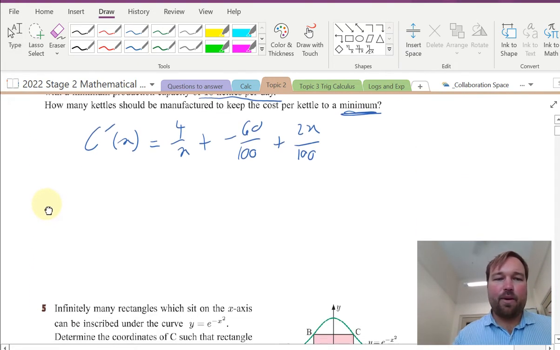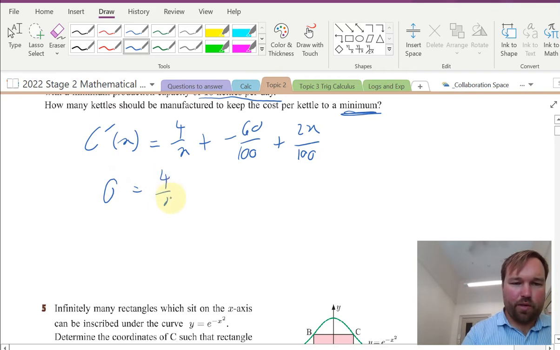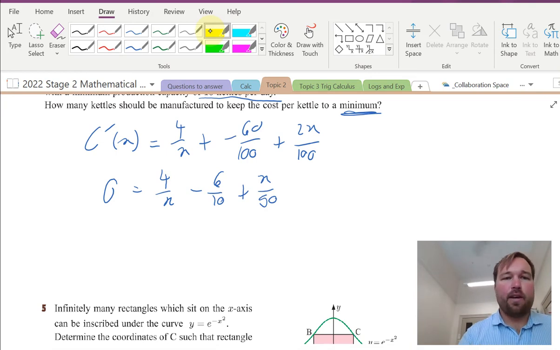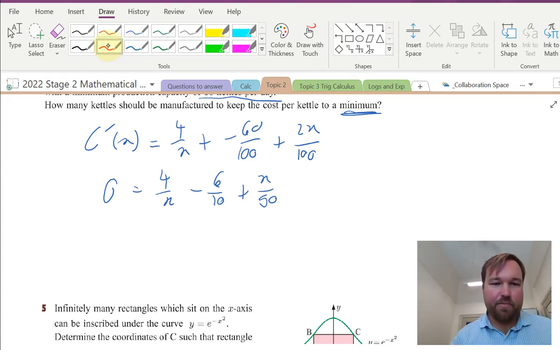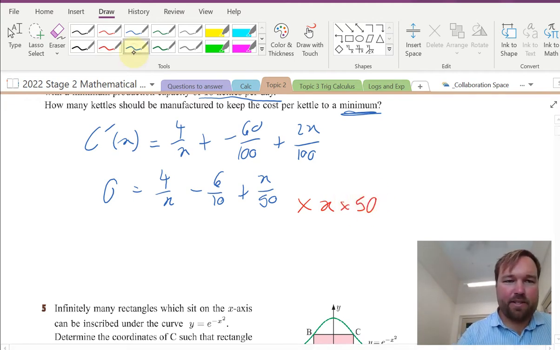Then we want to set this equal to 0. 0 equals 4 on x minus, I'm just going to write that as 6 on 10 plus x on 50. I hope you'll forgive me for doing that simplification. I'm not even convinced it actually made things simpler. Fractions are hideous, I don't like any of them. I'm going to multiply through by x, and at the same time, by 50. So basically, I'm multiplying by 50x.